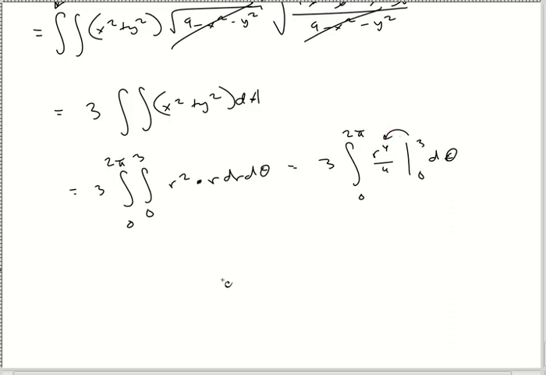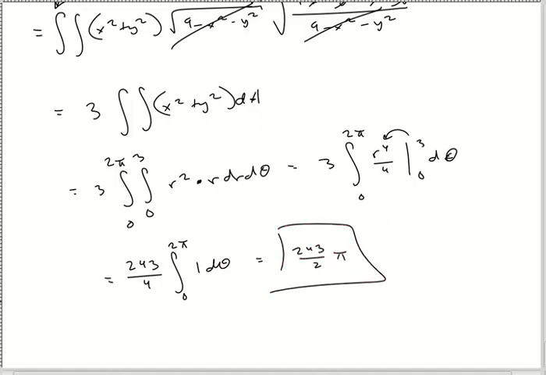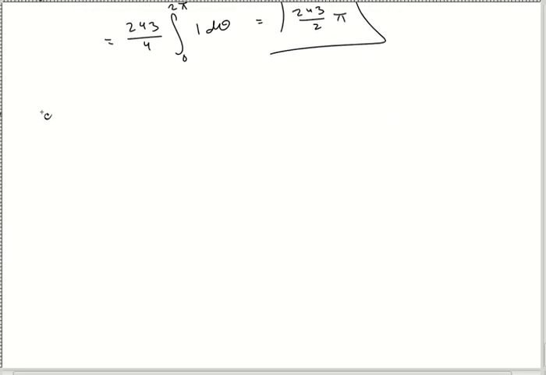The 0 is going to cancel, but the 3 is okay. 3 to the 5th, technically. So 3 to the power of 5 is 243 all over 4, from 0 to 2 pi of, well, 1 d theta. And so you put a 2 pi in there. The 2 is going to cancel with the 4 to make a 2 in the bottom. Only 243 over 2 pi. Okay. Wow.